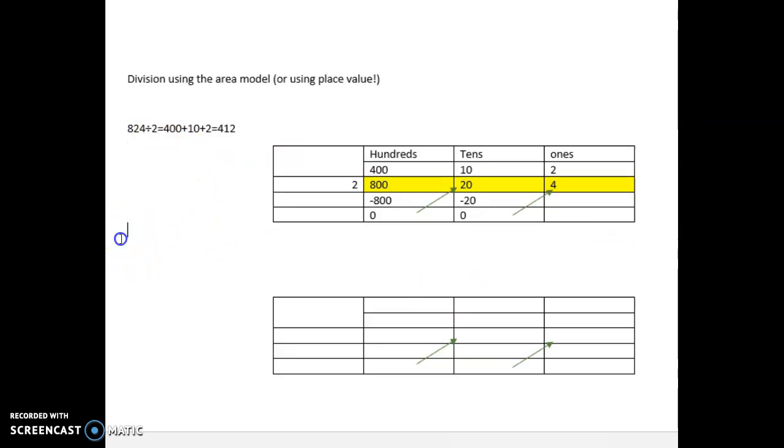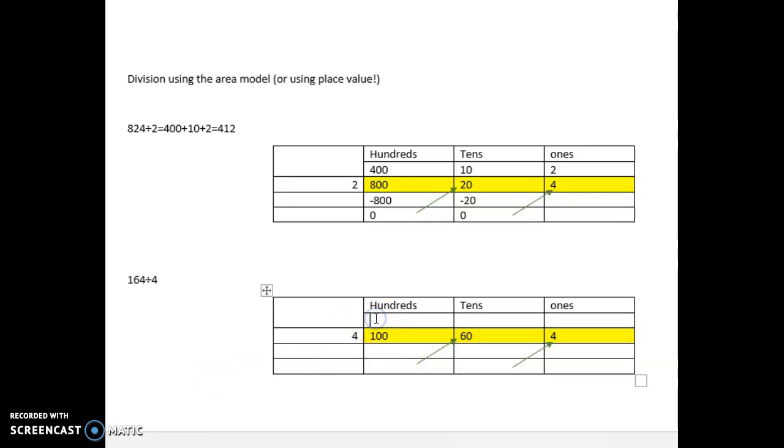Okay, now we're going to get a little bit more complicated. 164 divided by 4. So here I've set up 164 and 4 outside. And again, this is a little bit more elaborate than the one we've done in class. This box right there is what we've done in class.